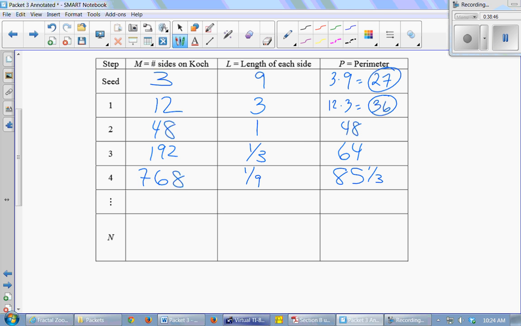27 to 36, that's an increase of 9. And then 36 to 48, that's an increase of 12. 48 to 64, that's bigger than 12. So they're growing by larger and larger amounts, right? So what do you think is going to happen to that perimeter as we just keep adding more and more iterations? It's just going to get bigger and bigger and bigger. That thing's going to just grow without bound to infinity.